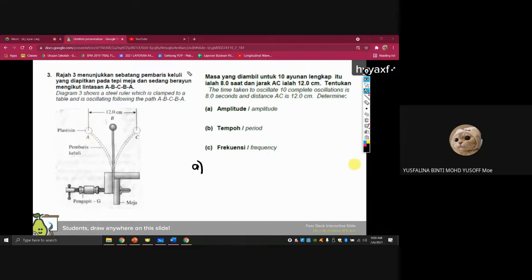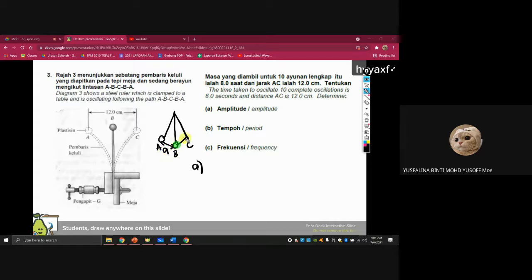You remember before that we learned about the oscillation of the pendulum bob. What does amplitude mean? The maximum displacement from the equilibrium position. Let's say if I have A, B and C here. The equilibrium position is B. So the maximum displacement is A to B. This is called the amplitude.